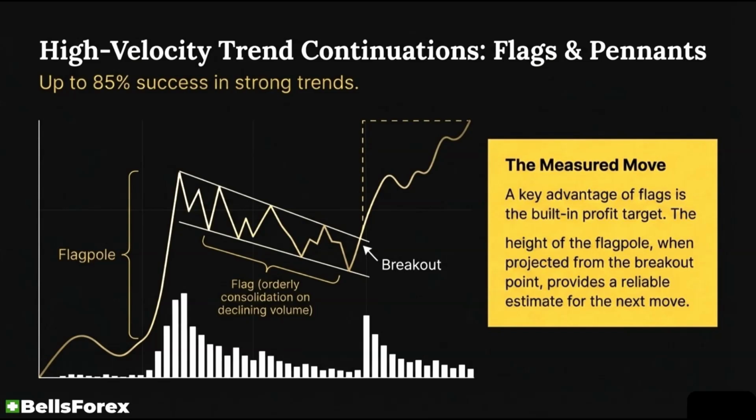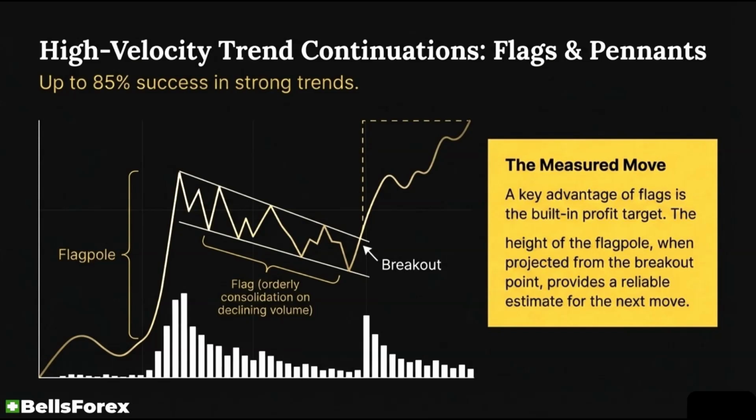Statistically, flags are excellent. The source material notes bull flags have a 72% success rate overall. Right, but if they form in a strong trend, say confirmed by an ADX reading above 25, that success rate jumps dramatically to 85%. Can you just quickly define ADX for us? Sure. ADX is the average directional index. It just measures trend strength. A reading over 25 confirms the market is clearly trending, not just ranging. So trading flags only when ADX confirms the trend is a massive edge booster.